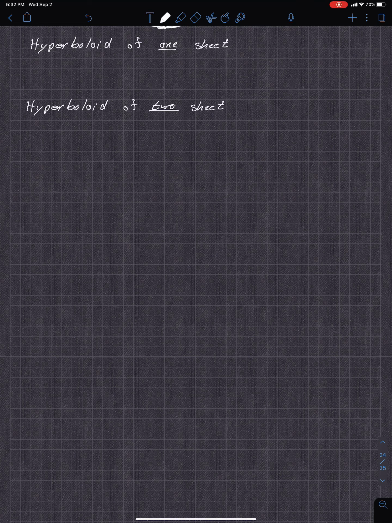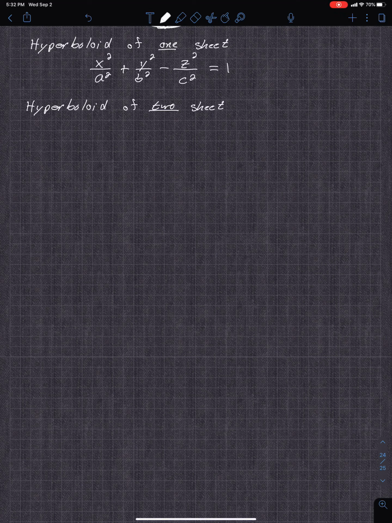So hyperboloid of one sheet, this is your basic form. Now I'm only going to show you the case where it's up along the z-axis, but I'll show you different cases where it's along a different axis. So it looks like this. It's x squared over a squared plus y squared over b squared, and then minus, there's your negative, z squared over c squared equal to 1. I'll show you what that looks like.